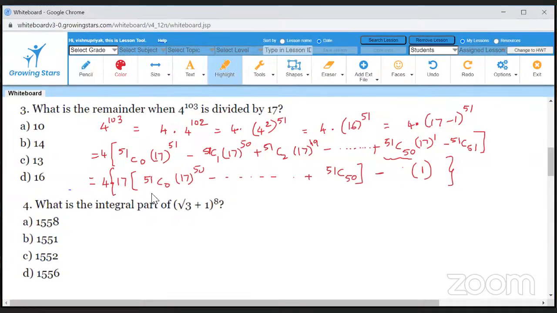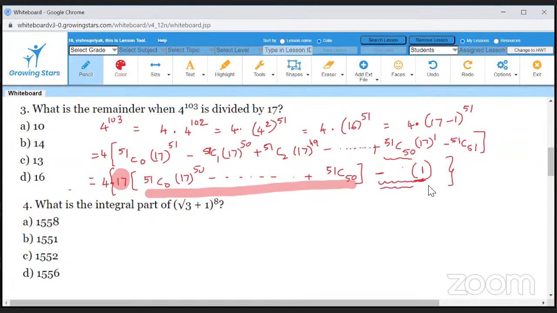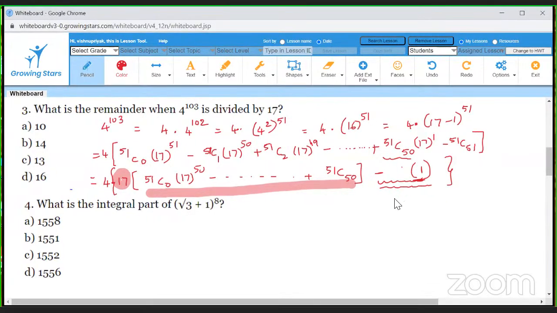So what you can see is when it is divided by 17, the remainder, what it will be? Here it is not plus 1. Remember, it is minus 1. If it is plus 1, you can write remainder will be 1. But because it is minus 1, what you have to take? It is 1 less than 17. 17 minus 1, 16 is the remainder. That is why option D we are taking.